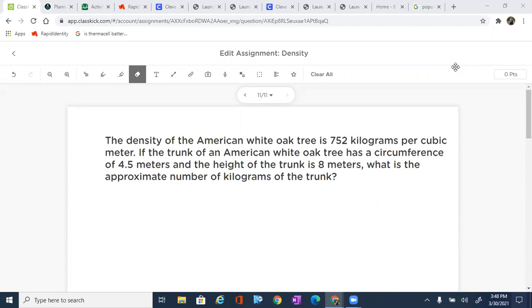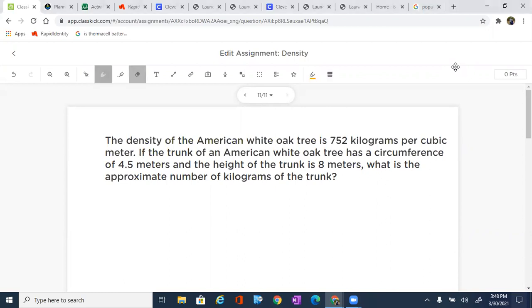The density of an American white oak tree is 752 kilograms per cubic meter. If the trunk of an American white oak tree has a circumference of 4.5 meters and the height of the trunk is 8 meters, what is the approximate number of kilograms of the trunk?